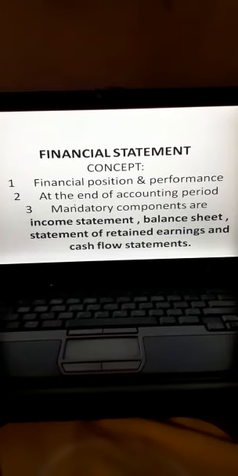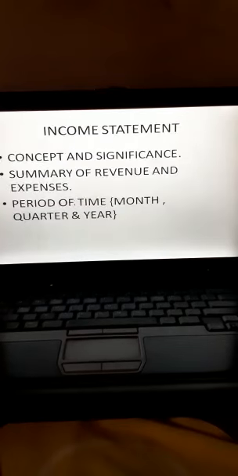Now let's get started with the concept of the income statement, what it looks like and how we use it to measure financial performance with various parameters. First of all, I would like to give you a brief concept of the income statement along with its significance. The income statement is also known as the profit and loss statement, and we can also call it the P&L account. It shows the financial performance of the organization and is a summary of the revenues and expenses over a period of time.